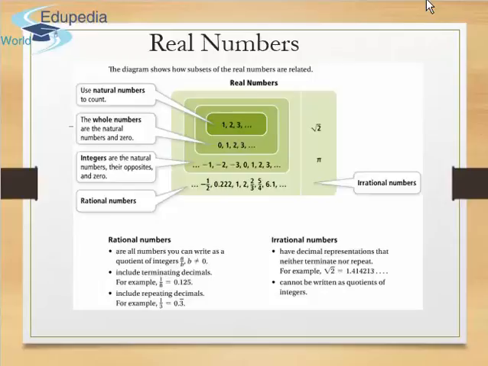So 3 is a rational number because it can be expressed as 3 by 1. 10 is a rational number because it can be expressed as 10 by 1.